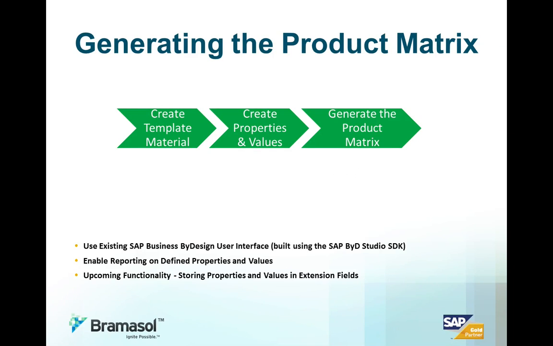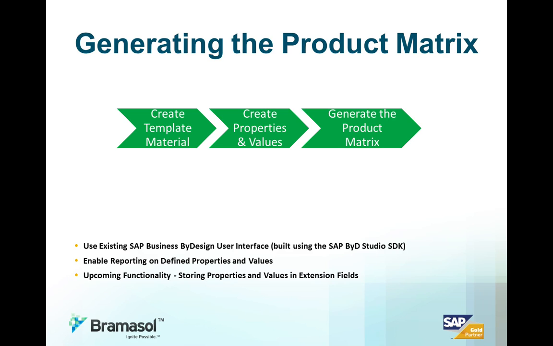So what we did was we created a product category and created a template material assigned to that product category. Then we created a product model that has all the properties and values that are possible for this product matrix. In this case, size, color, and the player. Finally, we generated the product matrix with all possible combinations.